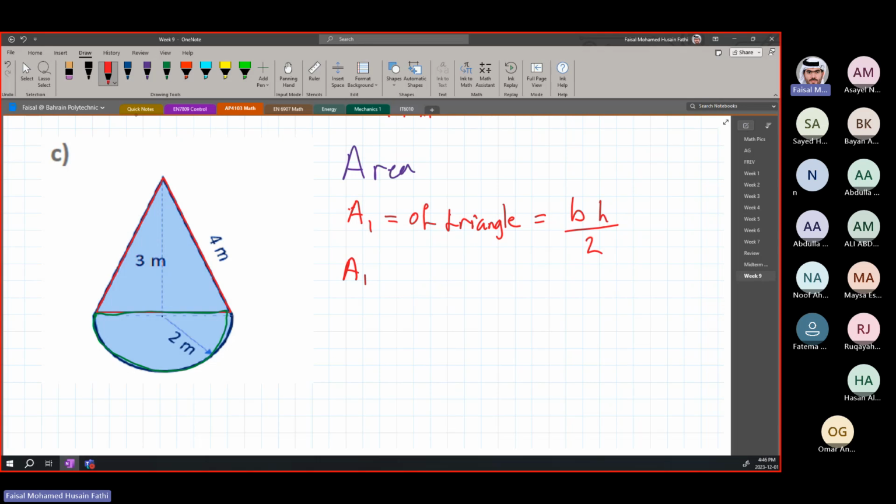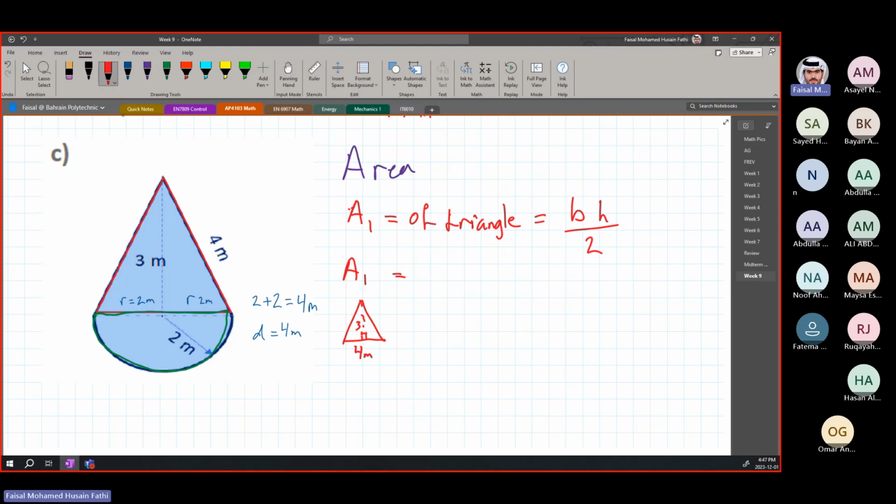Area 1 is equal to, or before that, let's just draw the triangle. Triangle is here. This is your perpendicular height, so your height is 3 meters. And your base, how can we find the base? Like I showed you guys earlier, the base of this is the radius, so this is 2 meters. And this is also the radius, which is 2 meters. So the total base is going to be 2 plus 2, which is equal to 4 meters. Or it's the diameter, which is equal to 4 meters. Okay? So the base is also equal to 4 meters.